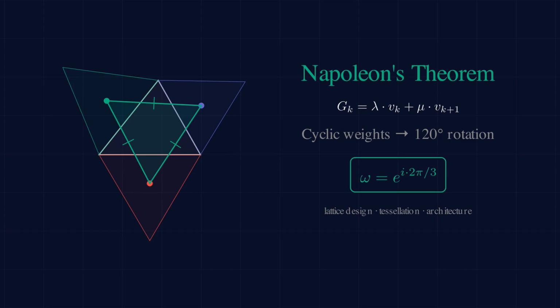Next time you see any triangle, imagine those equilateral triangles blooming outward. Hidden inside is always a perfect equilateral triangle.